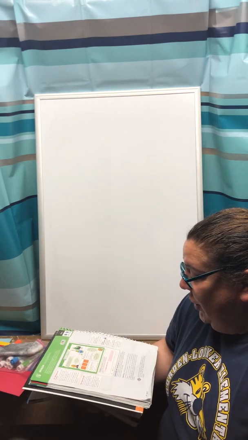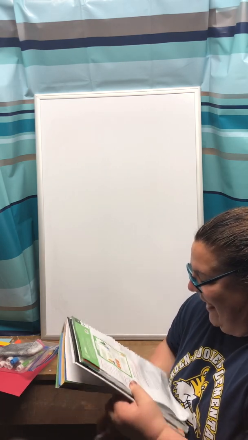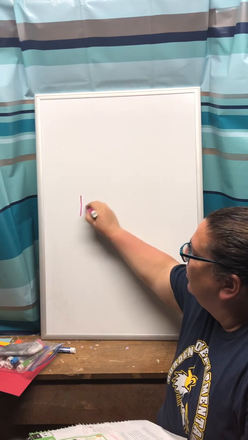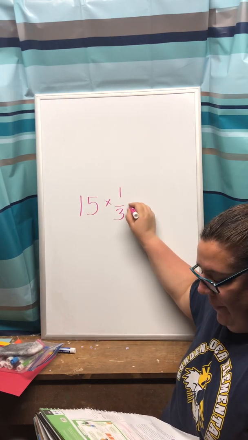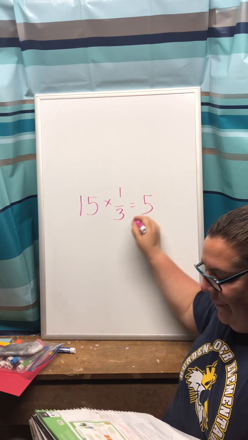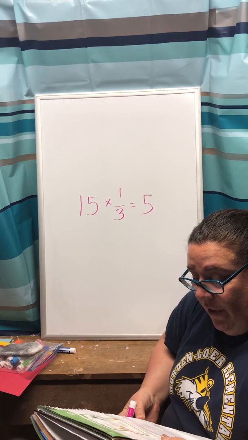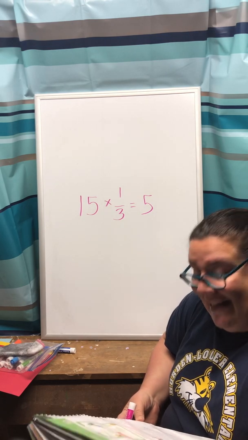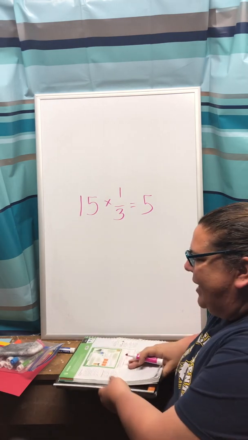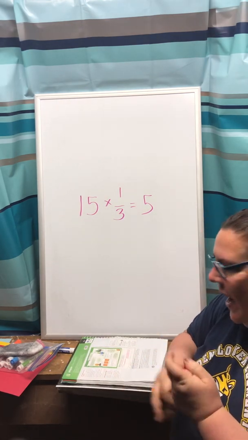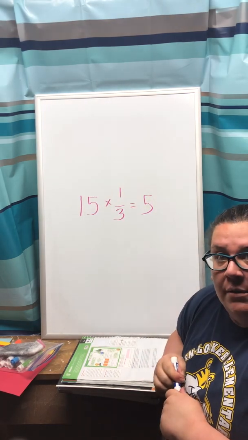The question says, use the same numbers in the multiplication equation 15 times 1/3 equals 5 to write a division equation. Draw a diagram to show that your division equation makes sense. So all we're doing is taking the same exact numbers. We're not changing any of the numbers around, and we're going to turn this problem now into a division sentence.